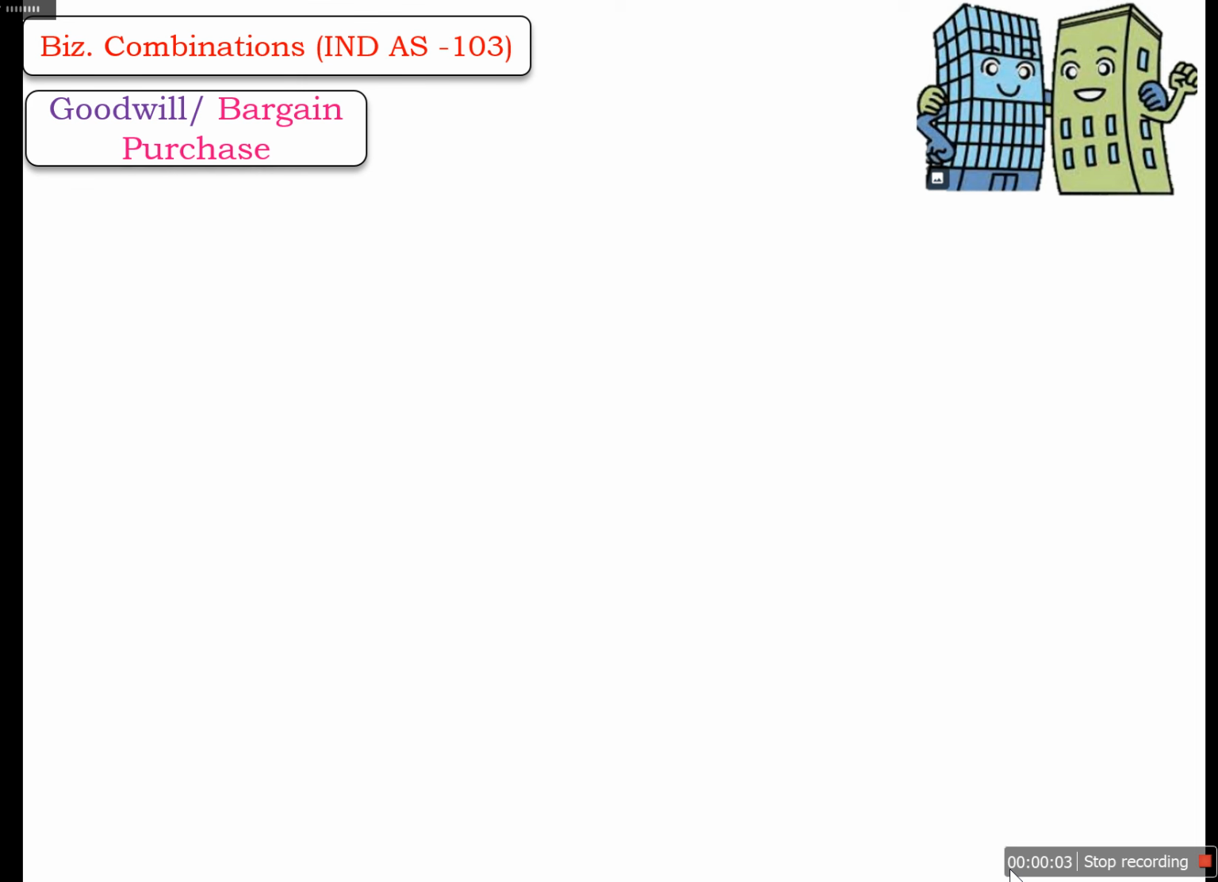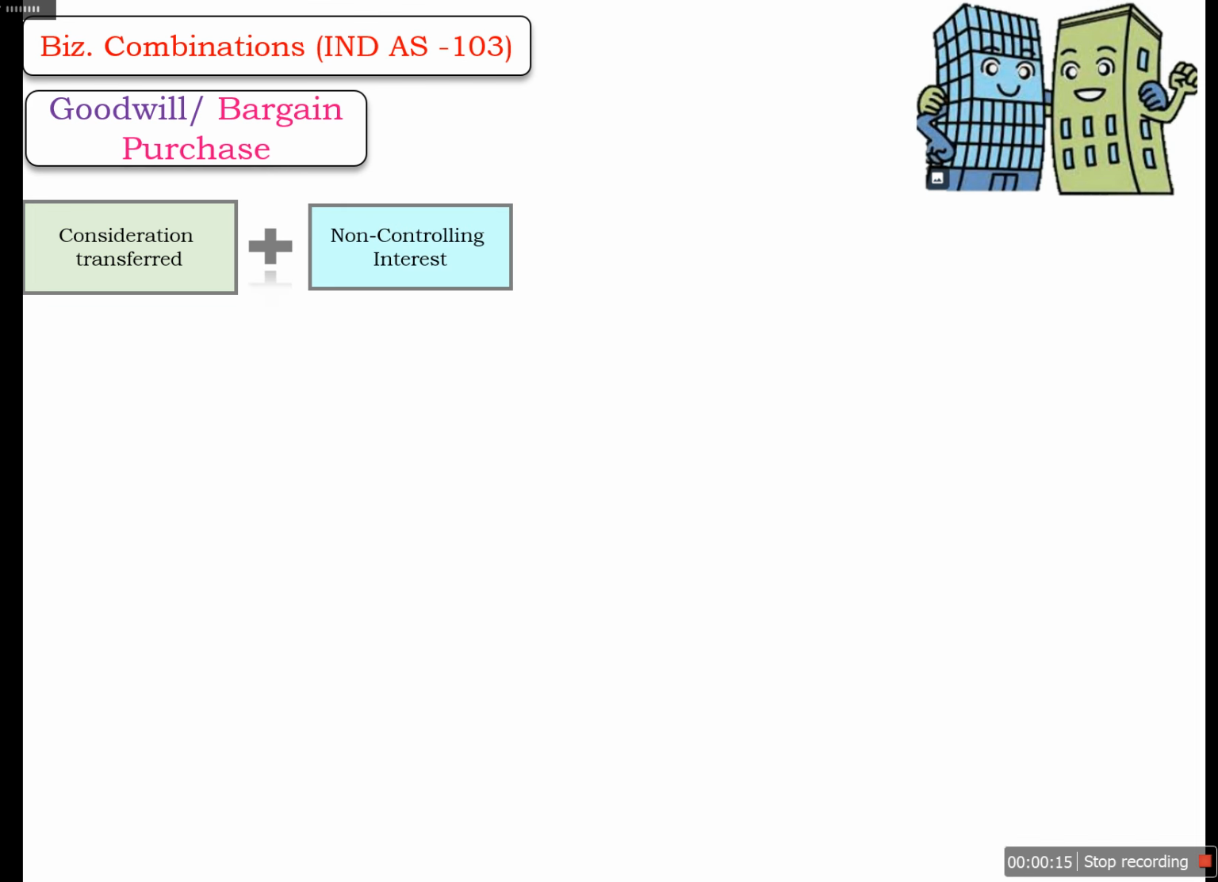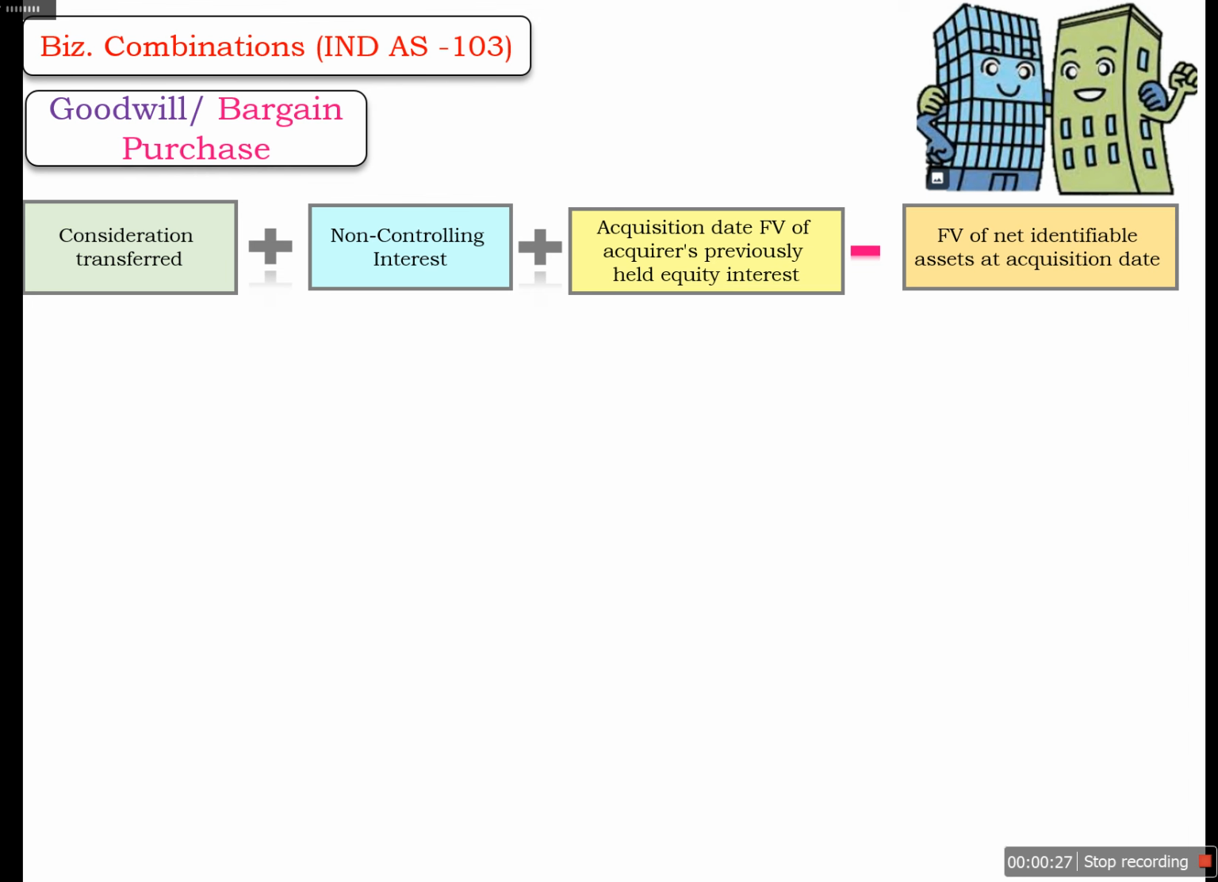Let's discuss the goodwill or bargain purchase in business combination transactions. To calculate the goodwill or bargain purchase, we need to add the consideration that we are transferring in the business combination, plus non-controlling interest, plus the acquisition date fair value of the acquirer's previously held equity interest. Out of the sum of these three items, we need to deduct the fair value of net identifiable assets of the acquiree at the acquisition date, and if the result is positive we call it goodwill.